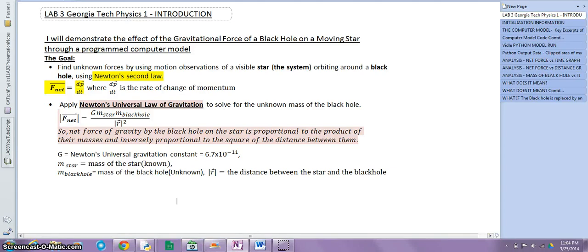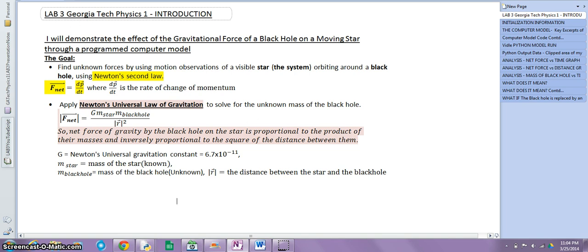Hello. The goal of this lab is to find unknown forces by using motion observations of a visible star orbiting around a black hole using Newton's second law as shown here, and then apply Newton's universal law of gravitation to solve for the unknown mass of the black hole by the formula shown here.